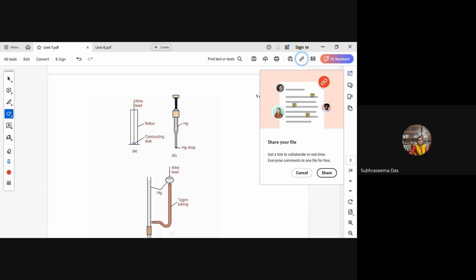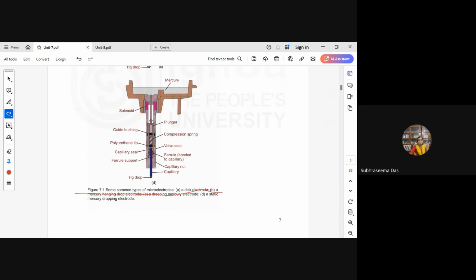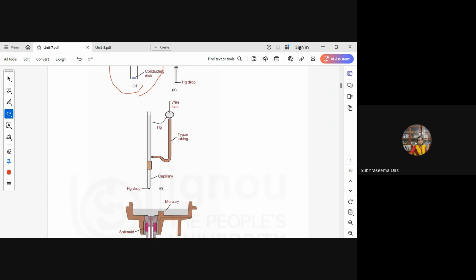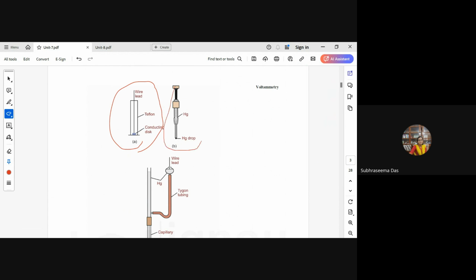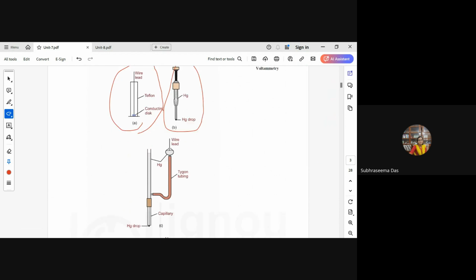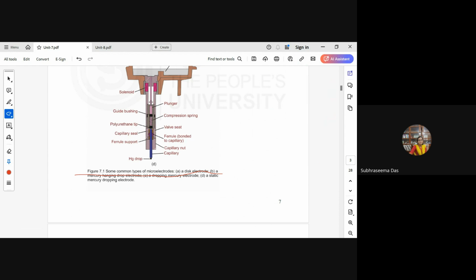So here in figure 7.1, some of the common types of microelectrodes have been given. If we look into the figure, this is a disc electrode in 7a. It is generally called a disc electrode. This in figure b is a mercury drop electrode, that is usually referred to as DME, the dropping mercury electrode. The mercury drop is present at the end here. Then figure C represents a dropping mercury electrode, and figure D represents a static mercury dropping electrode.